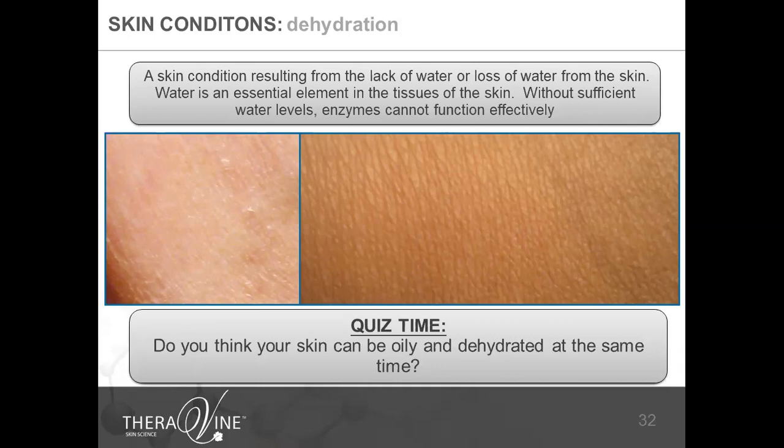If your skin is dehydrated, it is actually an unhealthy skin. If your skin is dehydrated, your skin cannot produce ATP, so you don't have energy in the skin. So your skin cells cannot function effectively. So the skin will look dull, it will look tired. You can use the best moisturizer in the world. If the skin is dehydrated, it's not going to work. You're not going to get sufficient results that you're looking for. And your enzymes cannot function effectively.